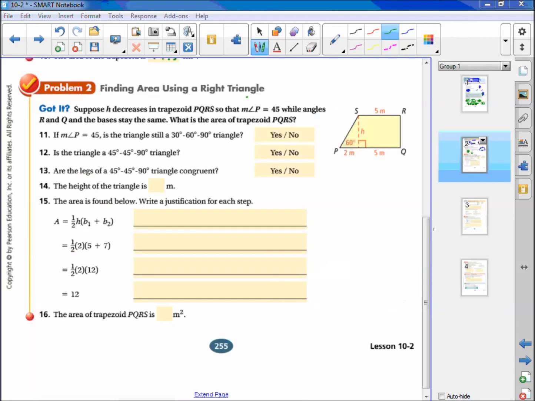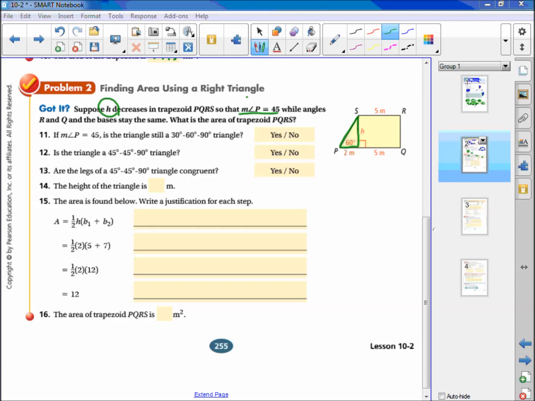Exactly, actually. Problem number 2, finding the area using a right triangle. So we have a right triangle in here. It's the 30, 60, 90 right triangle as part of our trapezoid. And we could use that 30, 60, 90 triangle to find the current height of this trapezoid. But unfortunately, that's not what our question is asking us to do. Instead, it says, what if you decrease the height until angle P became 45 degrees, while angles R and Q both stayed 90, and the bases both stayed length 5 and 7? And then we're asked to find the new area of that trapezoid PQRS.